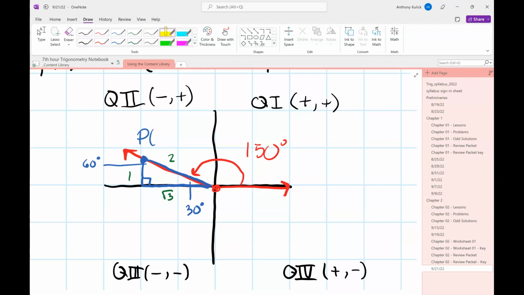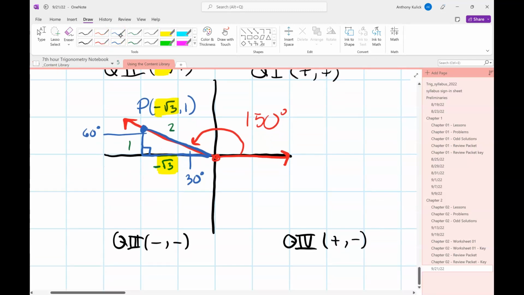So, if I do that, what do I have to update here? Has to be negative square root 3, because that needs to be the same as the x coordinate on my point P. Woof! Mr. Kulik. But that's it, dude. We did it. So now we have everything we need.